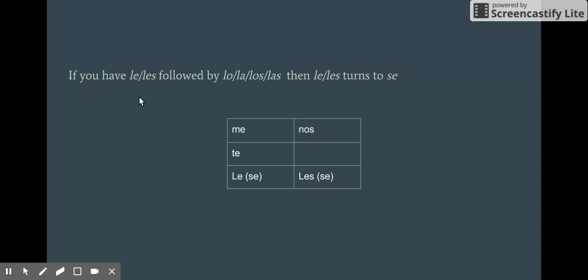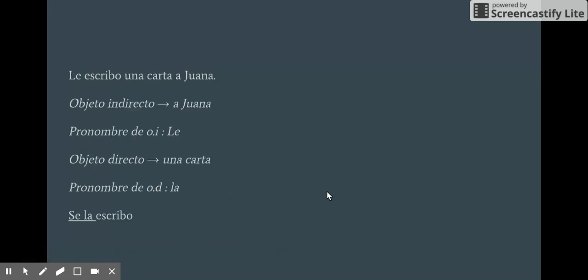One thing to note is that if you have the indirect object pronouns of le and les, followed by the direct object pronoun of lo, la, los, or las, then the le and les turns to a se. So another way to write out the indirect object pronouns are me, te, le, or se, nos, les, or se, depending if you have two pronouns.